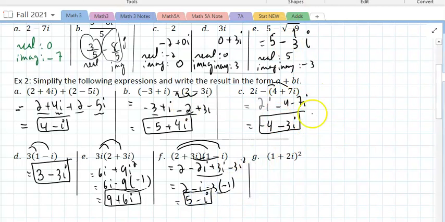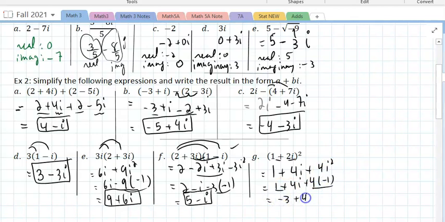Same thing if I wanted to FOIL, that is the first squared plus 2ab, 2 times the product of those, plus b squared. Of course, you're welcome to write it twice and try it the same way. And when you square the last, that's 4i squared. So that's a 1 plus 4i plus 4, and the i squared is a negative 1. So that's negative 3 plus 4i.